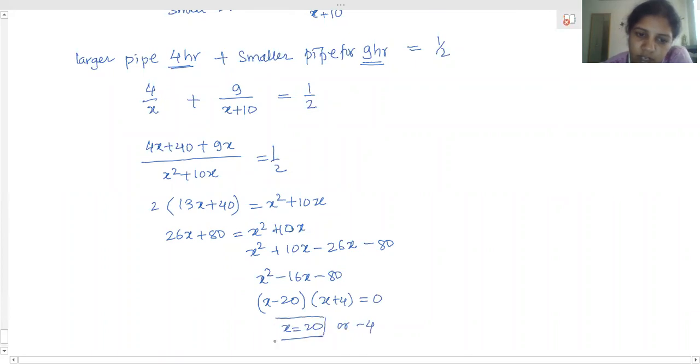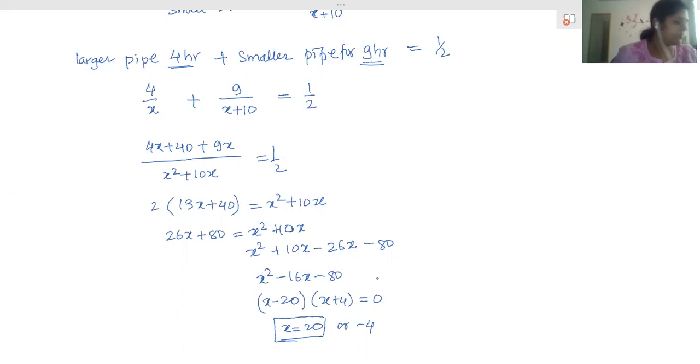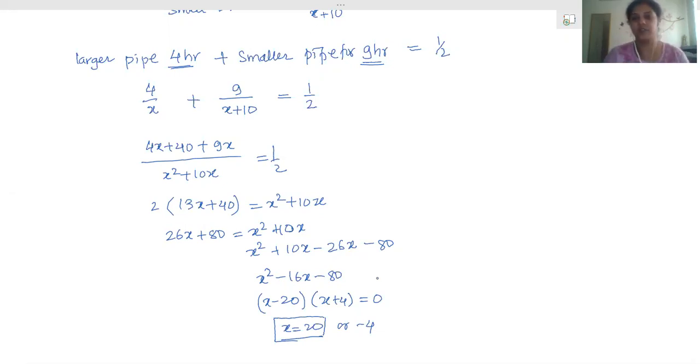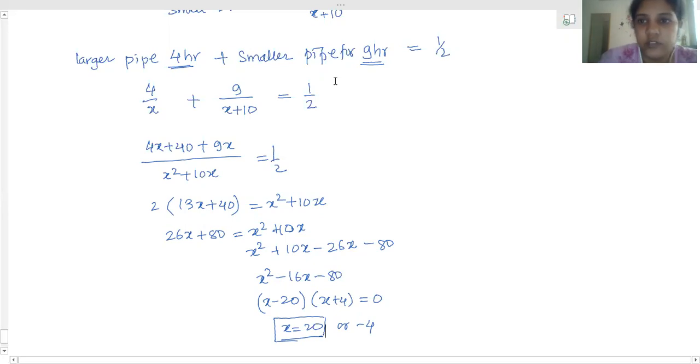So x is equal to 20. Minus 4 is not possible. So x is equal to 20. And the larger will take 20 hours and the smaller will take 30 hours. Okay. 5, 7 is already given. So we'll stop here. You are finished.